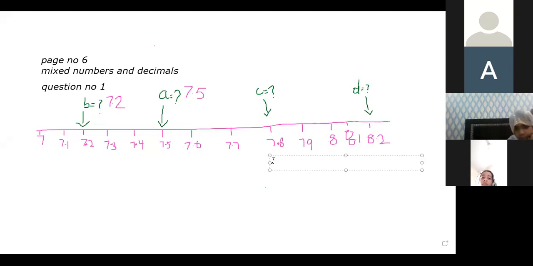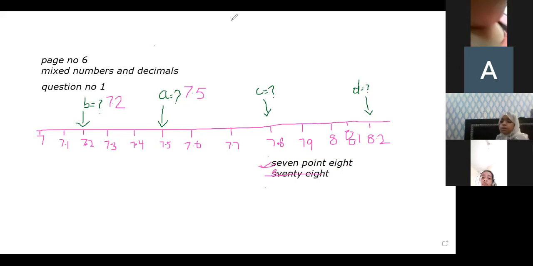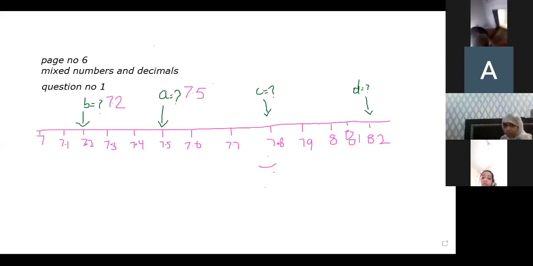Don't read it 78. It is 7.8. Okay? It is not 78. It is 7.8, not 78. I forgot to write it here. So my C is on 7.8, Intishal is right. Anyone can tell where my D is standing?